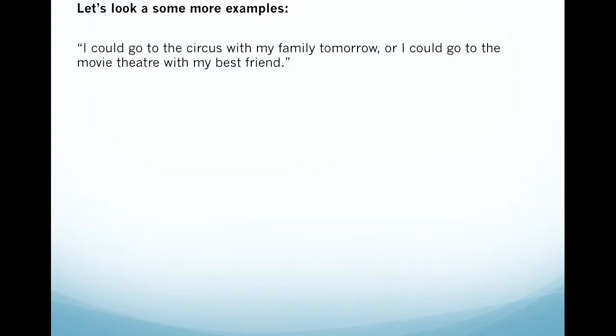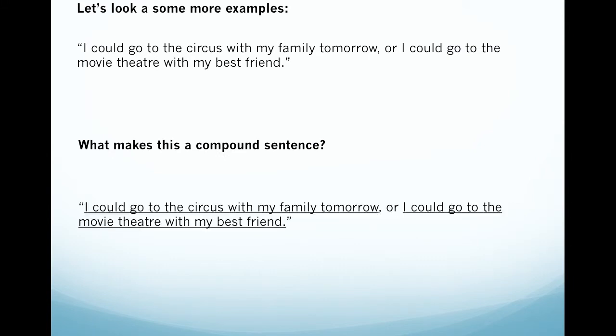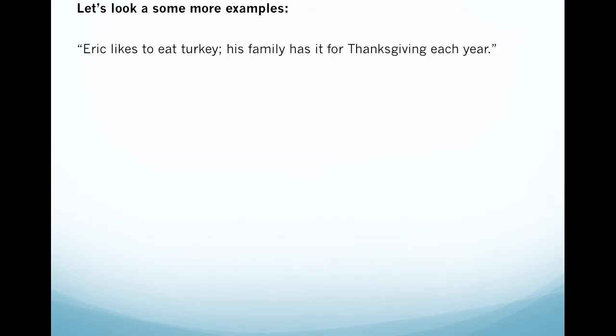Let's look at another one. I could go to the circus with my family tomorrow, or I could go to the movie theater with my best friend. Now, what makes this one a compound sentence? I could go to the circus with my family tomorrow is the first complete sentence, and then I could go to the movie theater with my best friend is the second complete sentence. The coordinating conjunction or and the comma connect the two complete thoughts or sentences.